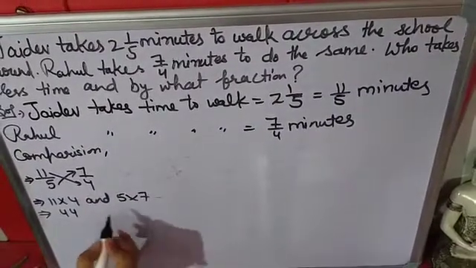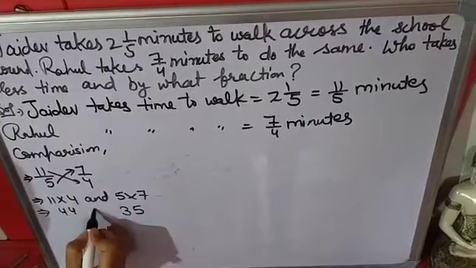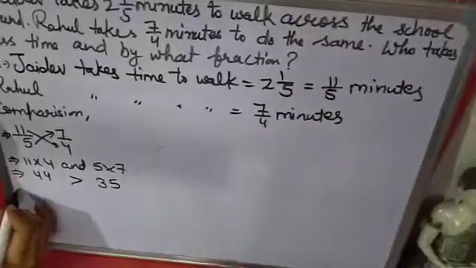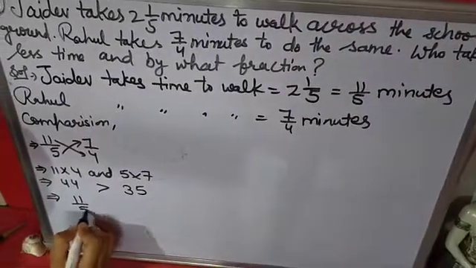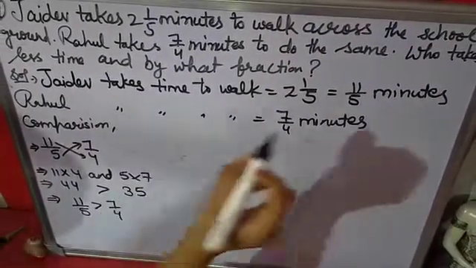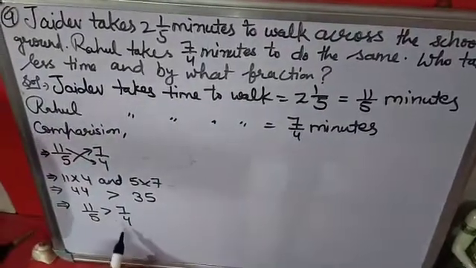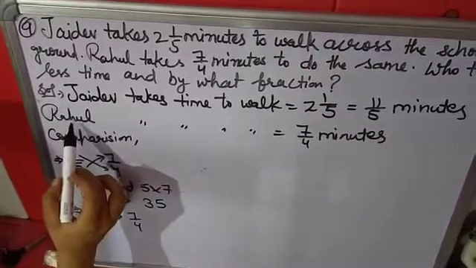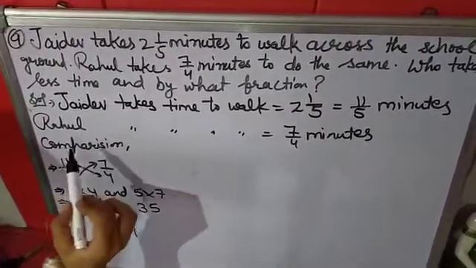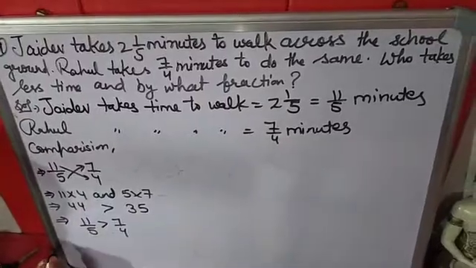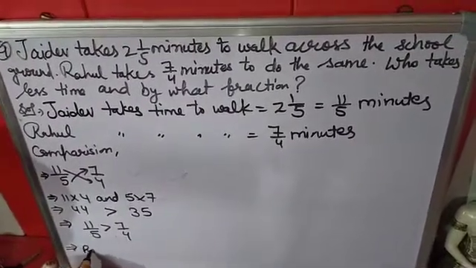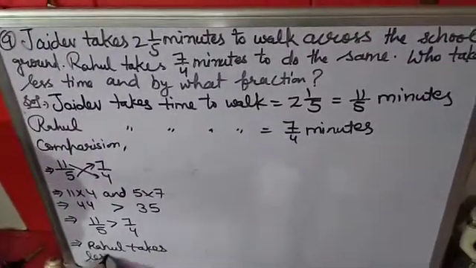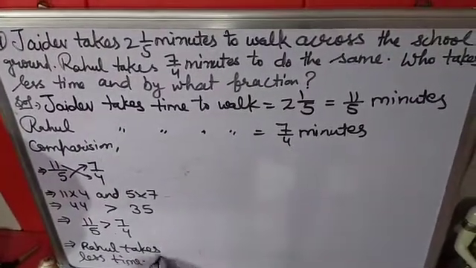11 4s are 44 and 5 7s are 35. Again, left hand side is greater than right hand side. It means this fraction is greater than this. 11/5 is greater than 7/4. But he is asking who takes less time. 7/4 is smaller than this. Then whose fraction is this? 7/4. This is the fraction of Rahul. It means Rahul is taking less time. So you will write Rahul takes less time. The first answer is this.